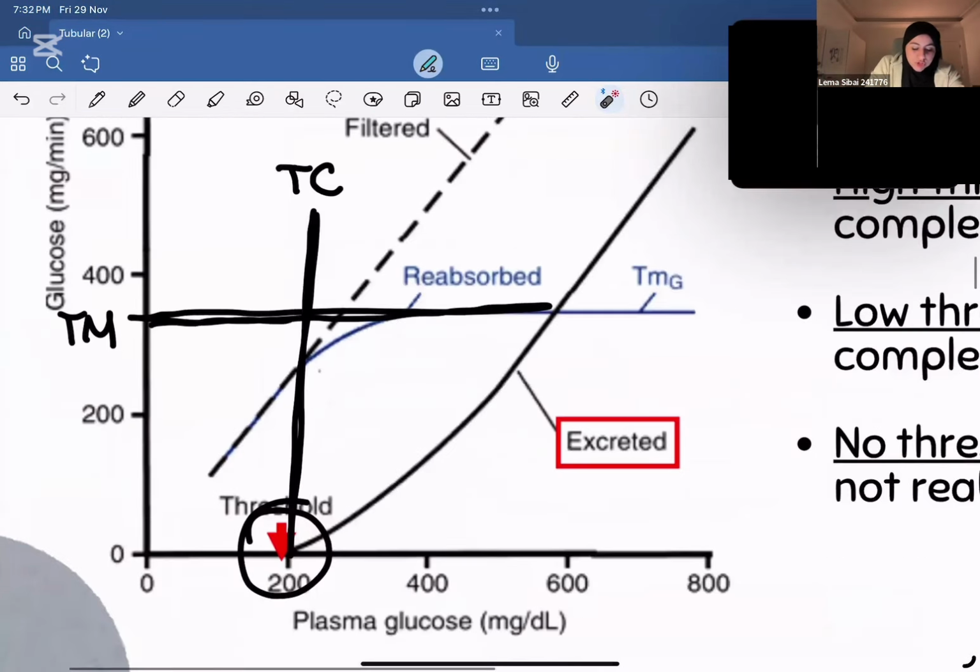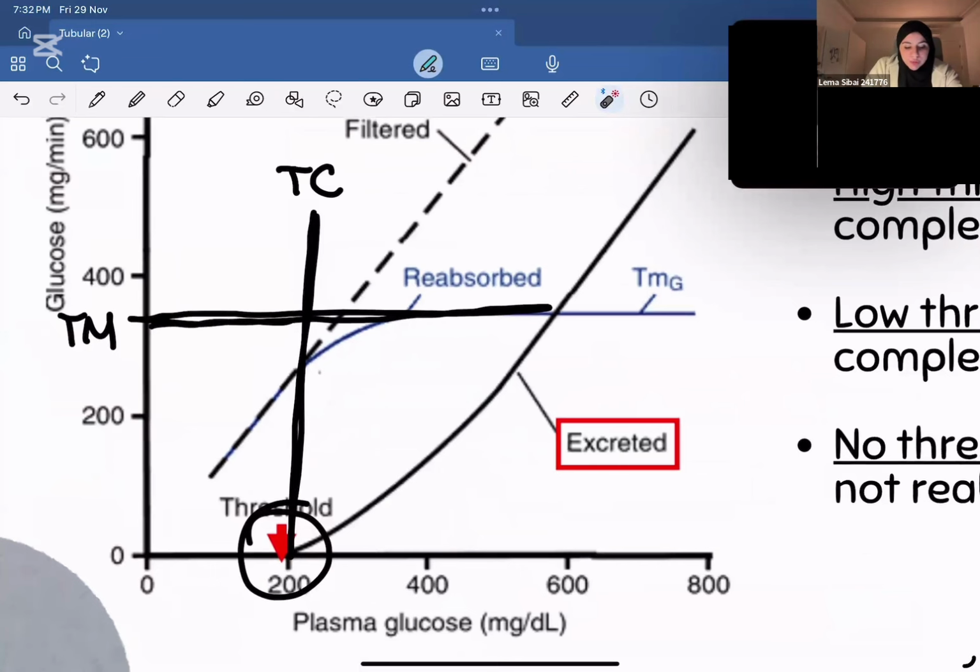So threshold concentration can come before transport maximum, because transport maximum means when all of these nephrons are saturated. Threshold concentration just means the first instance where one nephron or a couple is saturated. And that's usually 200. There has to be a plasma glucose concentration of 200 being filtered into the glomerulus through Bowman's capsule for it to show up in the urine. Does that make sense?